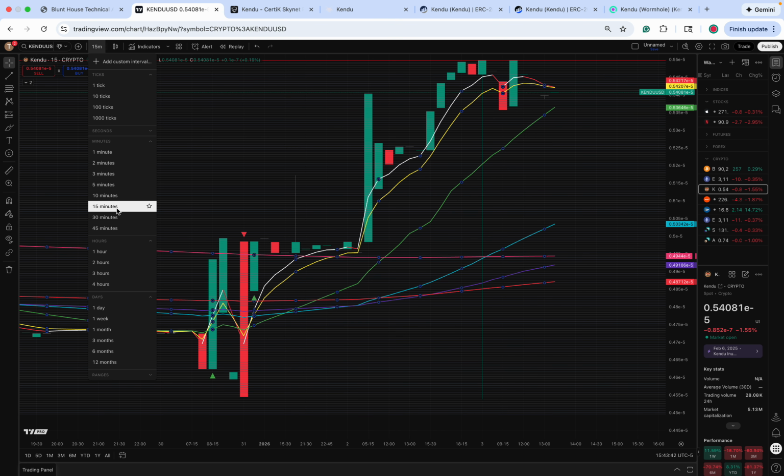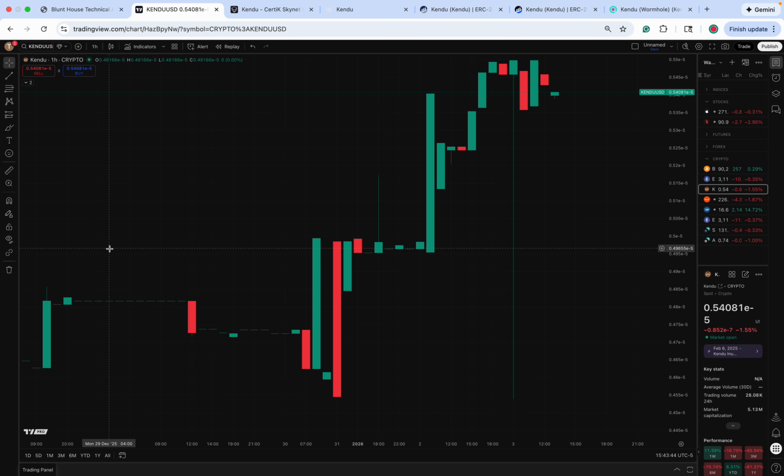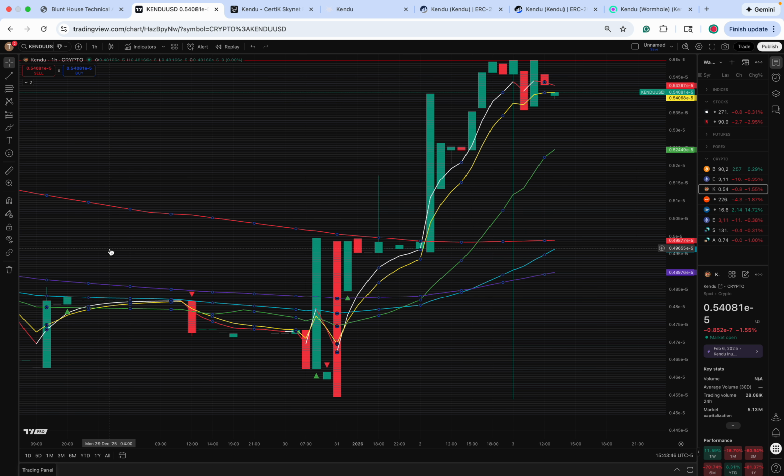Now, continuing on, the 1 hour also did the same thing, around the same time. We can see that we got over the 200 MA on the 1 hour chart. And there's a fairly large gap between the 5 and the 8, which is a good sign in terms of trend holding.